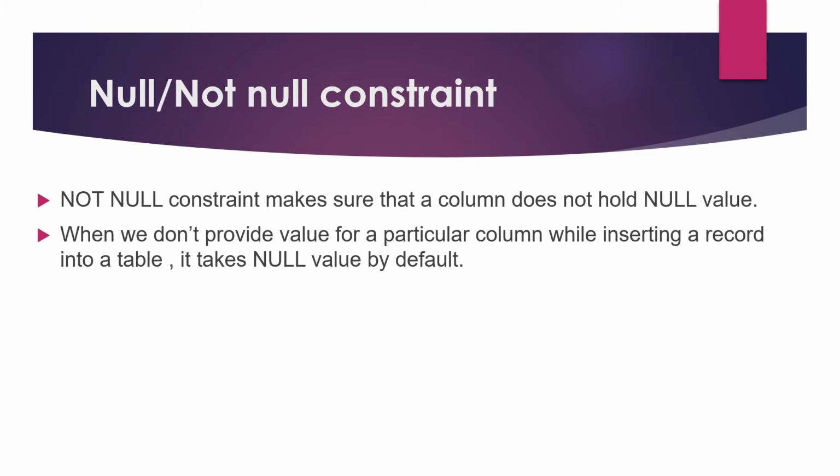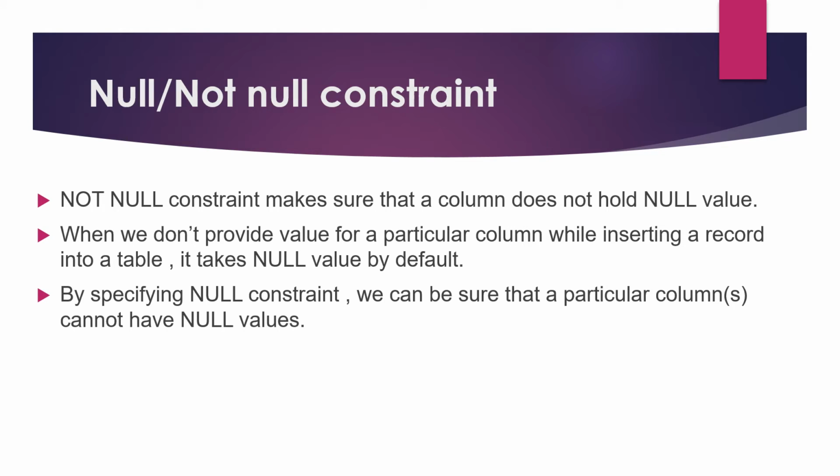Then null or not null constraints. Not null constraints make sure that a column does not hold null value. And when we don't provide a value for a particular column while inserting a record into a table, then it takes null value by default. That means null constraints will be used. By specifying not null constraints, we can be sure that a particular column cannot have null values.